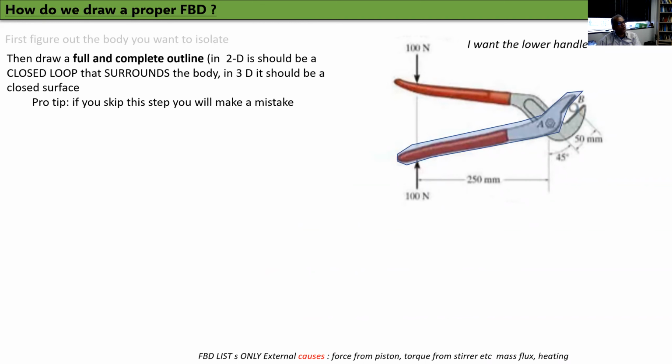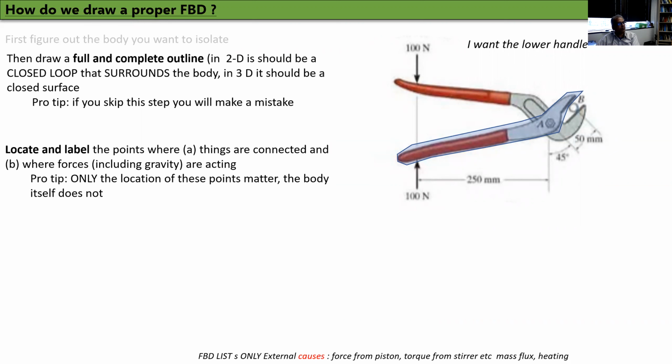Then draw a full and complete outline. In 2D, it should be a closed loop that surrounds the body of interest. In 3D, it should be a closed surface. Can you see how I drew a closed loop? If you skip this step, you will pay for it. So don't skip it. It's very simple, but don't skip it.